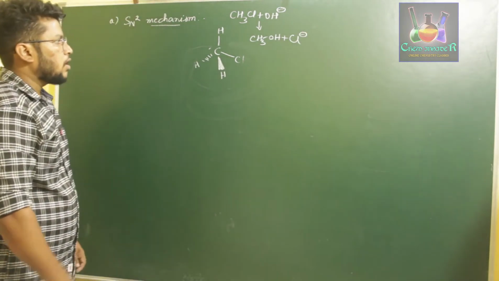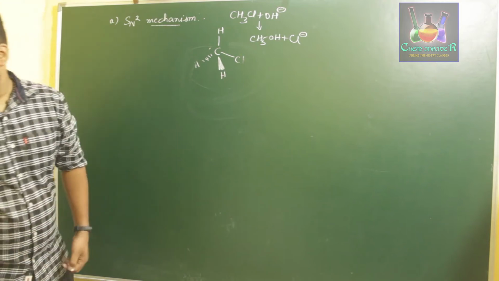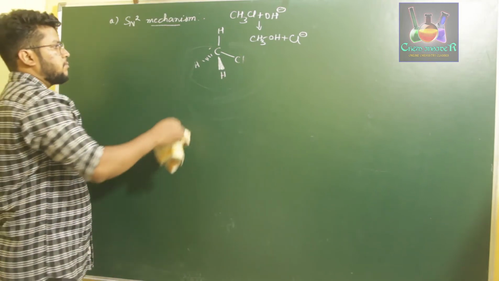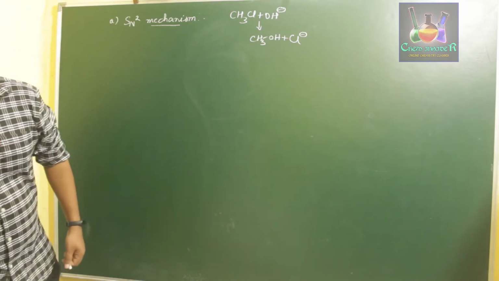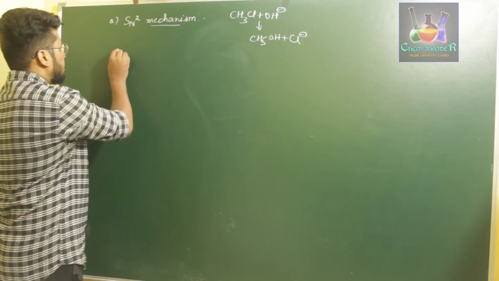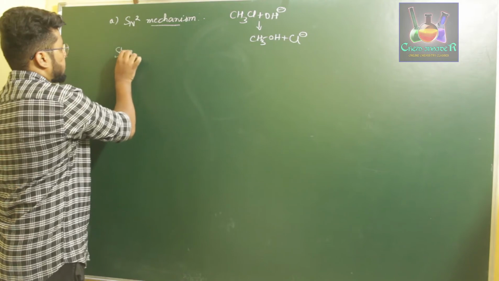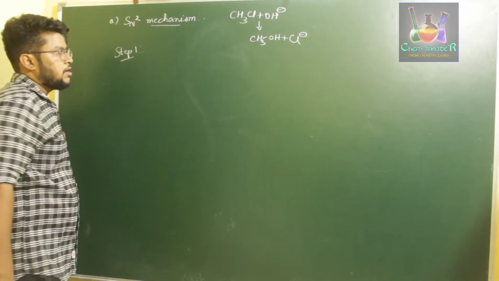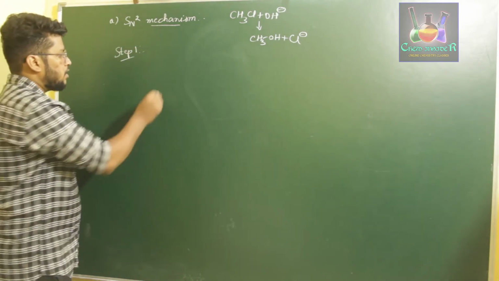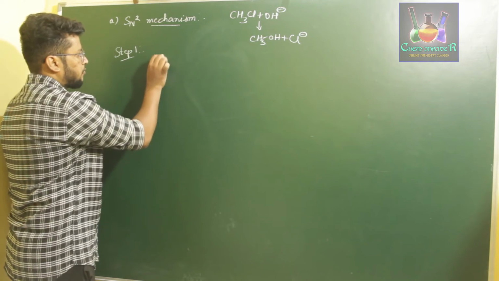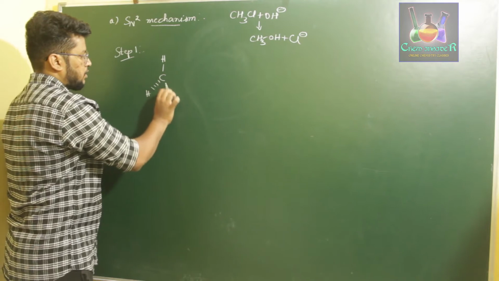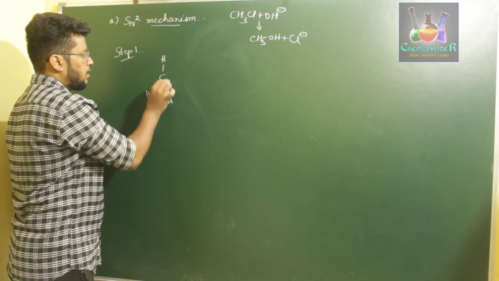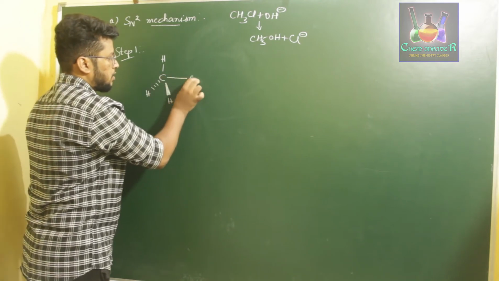Now how does this mechanism take place? We are going to learn about the mechanism of this reaction. This reaction happens in a single step, as I said earlier. So we'll take step 1 of this mechanism. What happens in this step is, we will consider the carbon atom in this manner, the hydrogen and this wedge bond hydrogen in this way, and we'll consider the Cl in the perpendicular direction.